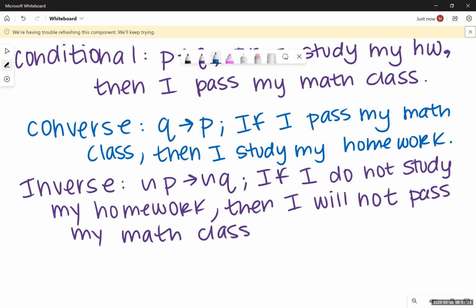The last variation is, yep, if I do not pass my math class, then I will not study my homework. But what you just said is the same thing. You do want to stick to the simple P and Q statements as much as possible, but obviously don't completely break English. If you put the not in the wrong place, I should still be able to tell. Exam 2 is a lot of truth tables and writing all of these different sentences. I give you 3 lines, 4 lines, 5 lines to actually write all of these variations.